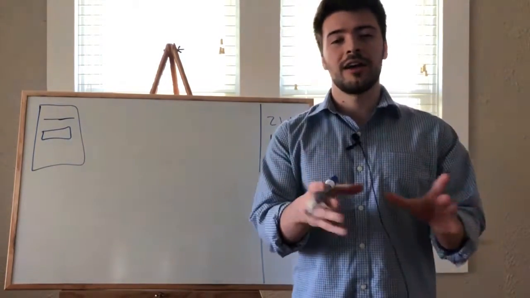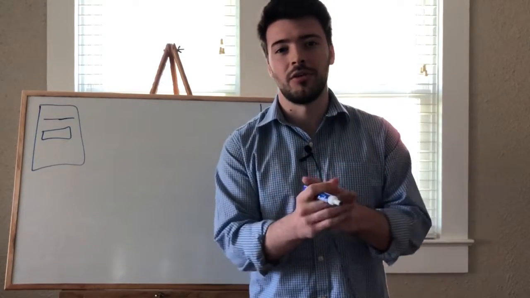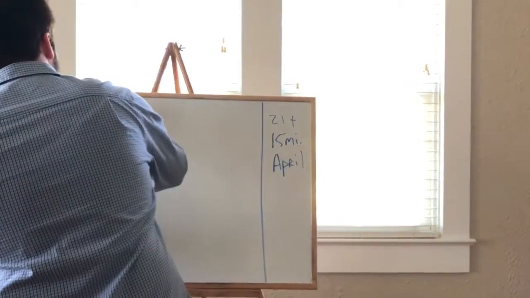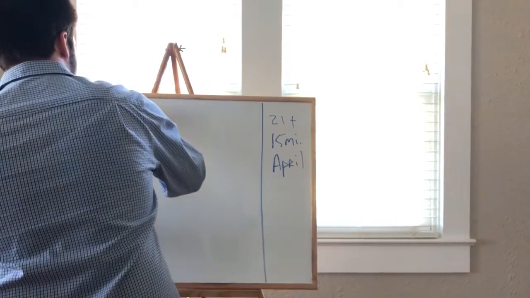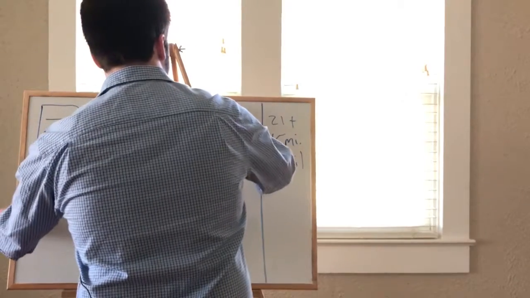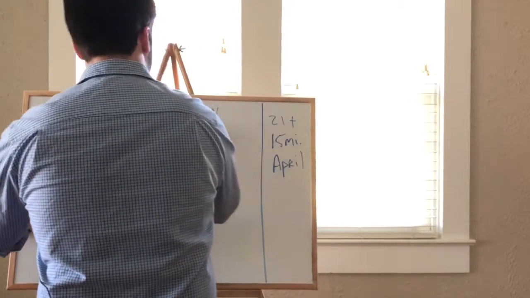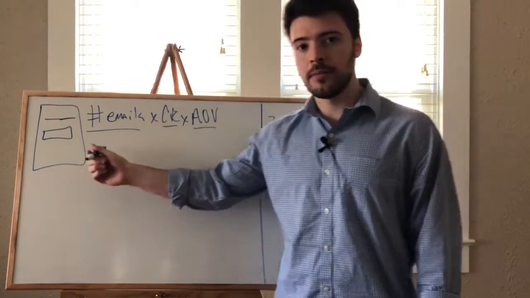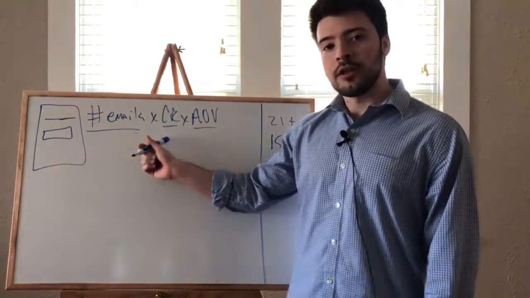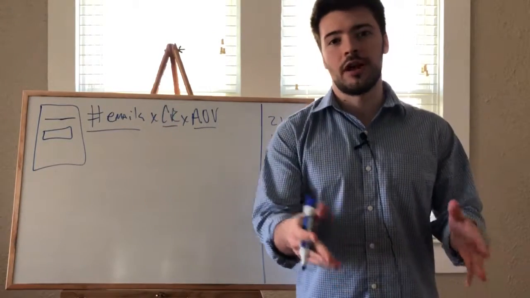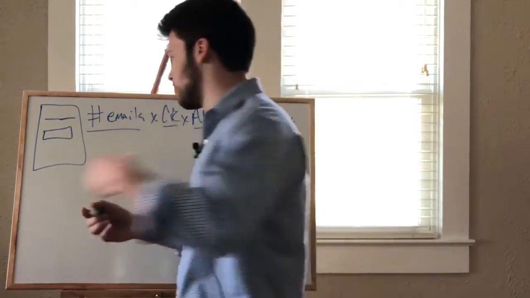So how do we calculate the exact value of an email address? There's a formula that we can use. And that's the number of emails that you've collected times your conversion rate times your average order value. So let's say we send you guys 300 email addresses the first month.